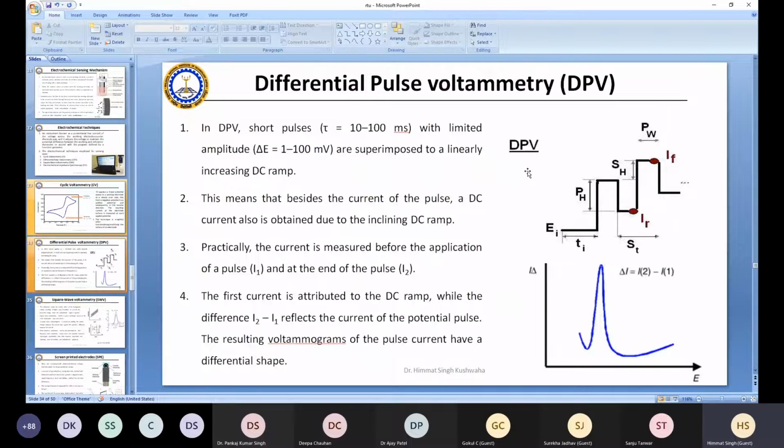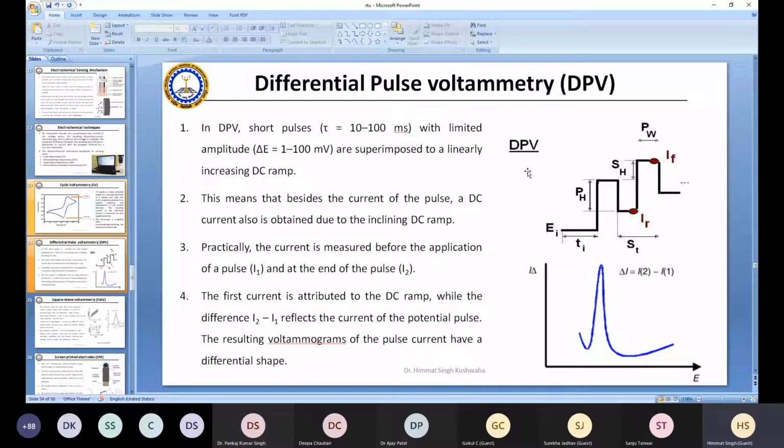Another technique is differential pulse voltammetry, which is used for sensing applications, or to analyze the sensitivity of the fabricated sensors. As compared to the other ones, like linear scan or cyclic voltammetry, differential pulse voltammetry has the advantage of a high signal intensity.